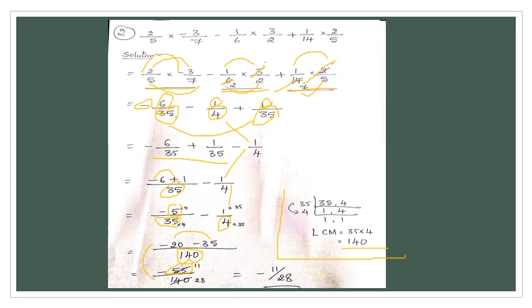Now see, these two terms, numerator and denominator, have 5 as a common factor. So divide these two terms by 5. 5 11s are 55. 5 2s are 10, 5 8s are 40. So the answer obtained is minus 11 by 28. I hope you understood the problem, children. While I am explaining, you have to copy down the problems in your notes.